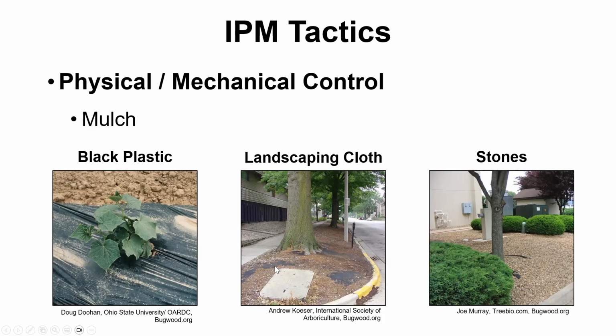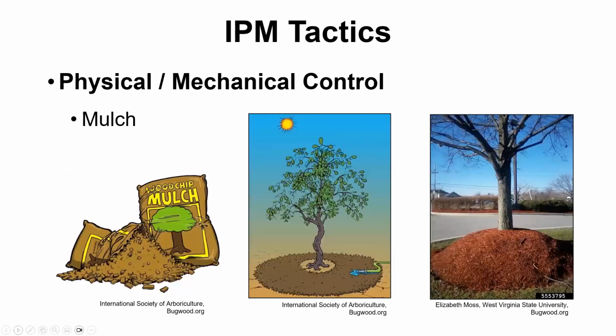Here we have landscaping cloth, which is more common in landscapes, obviously, around this tree. And then here, this is actually a stone mulch. It looks like there's some landscaping cloth under this as well, but this is a stone mulch. And then we have our organic mulches, right? So we have some wood chips.